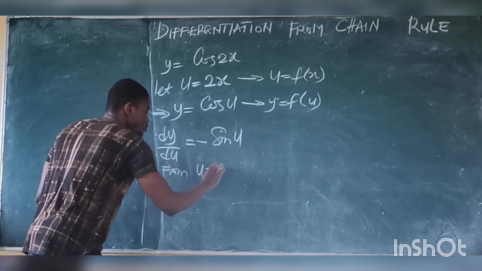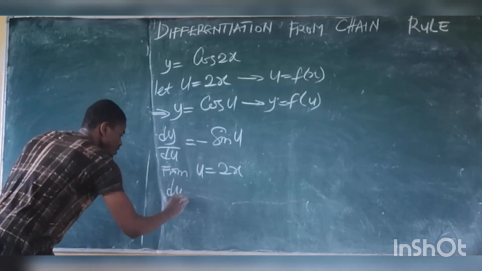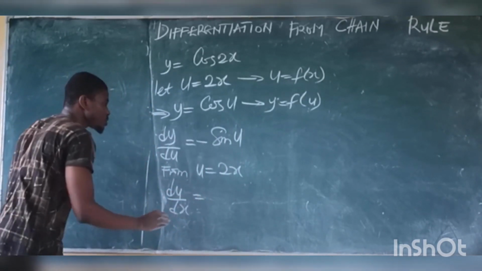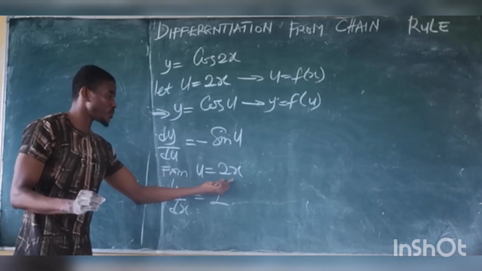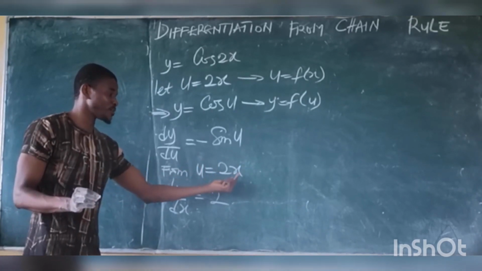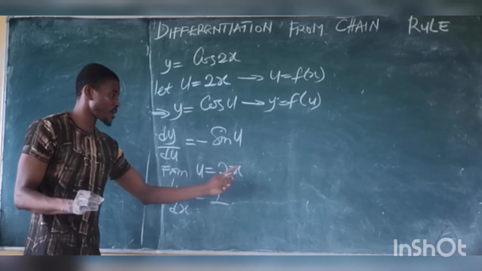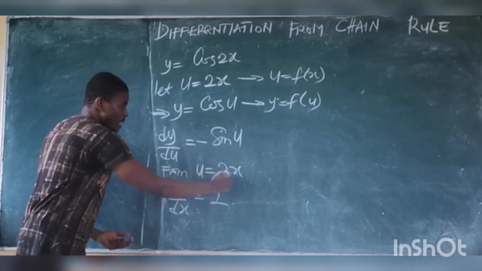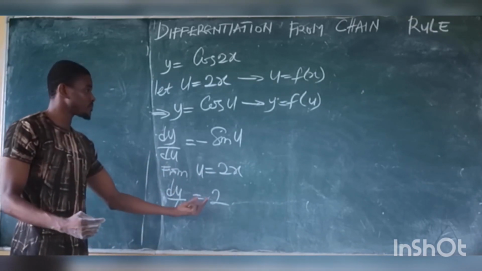Also from u equals 2x, if I differentiate u with respect to x, du dx, I'm simply going to have 2. I've always said if you're differentiating a variable and that variable is raised to the power of 1, simply use the number behind the variable as the derivative. So if I differentiate 2x, since x is to the power of 1, differentiation becomes the number attached to it, which is simply 2. So du dx simply gives me 2.